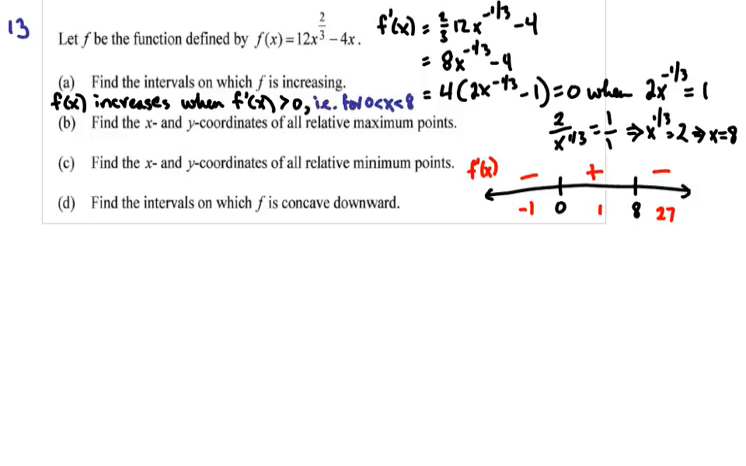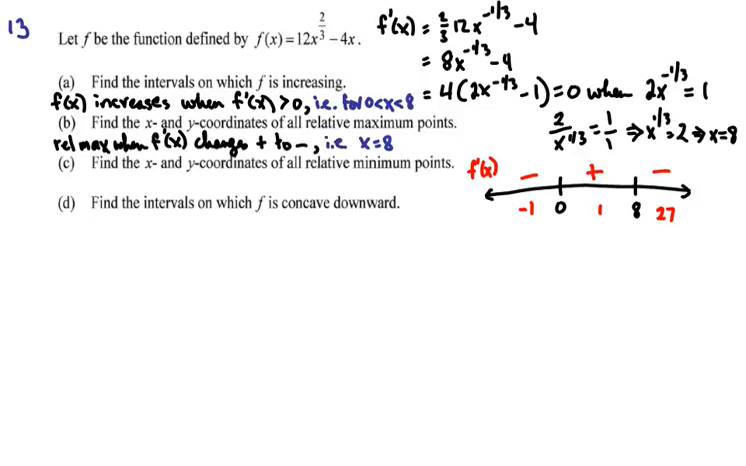Okay, next we want to find the x and y coordinates of all relative maximum points. A relative maximum will occur whenever the first derivative changes from positive to negative. That occurs at x equals 8. Now it asks for the x and y coordinates, so we plug into the original function because we're looking for the y value on the original function. When x is equal to 8, 8 to the 2/3 is the cube root of 8, which is 2, 2 squared, which is 4. We get 48 minus 32, which is 16.